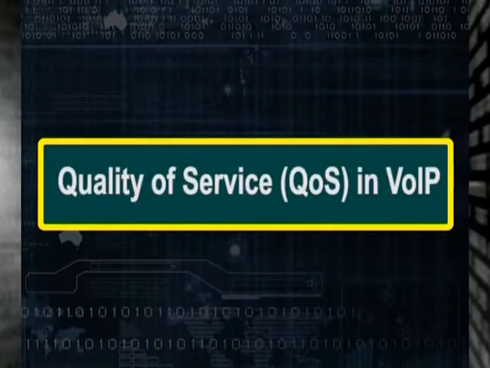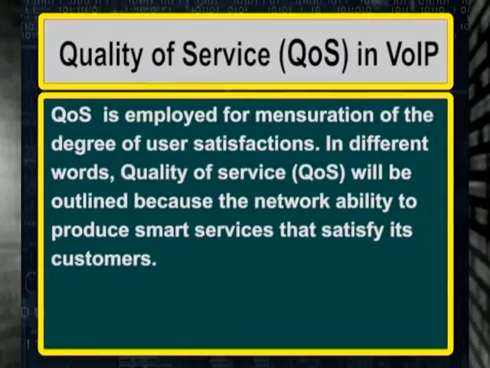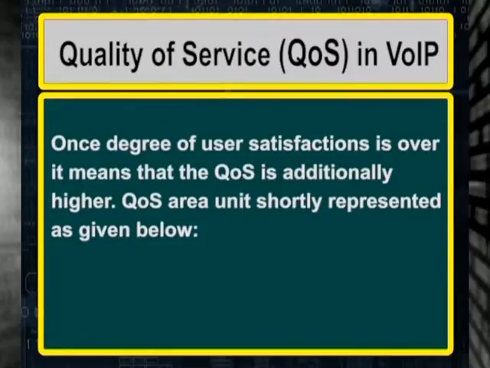Another important topic to discuss is quality of service, QoS, in VoIP. QoS is used for measuring the degree of user satisfaction. Quality of service can be defined as the network ability to provide good services that satisfy its customers. Once the degree of user satisfaction is higher, it means that QoS is also higher. QoS factors are briefly described as given below.